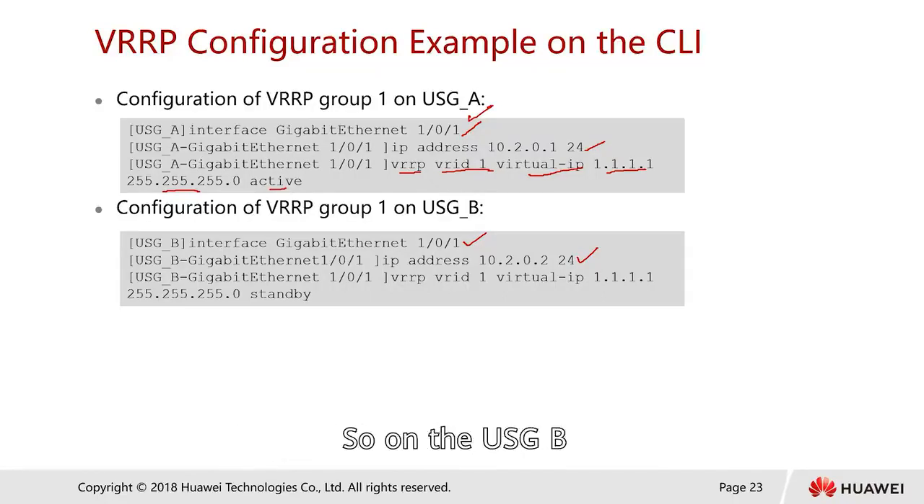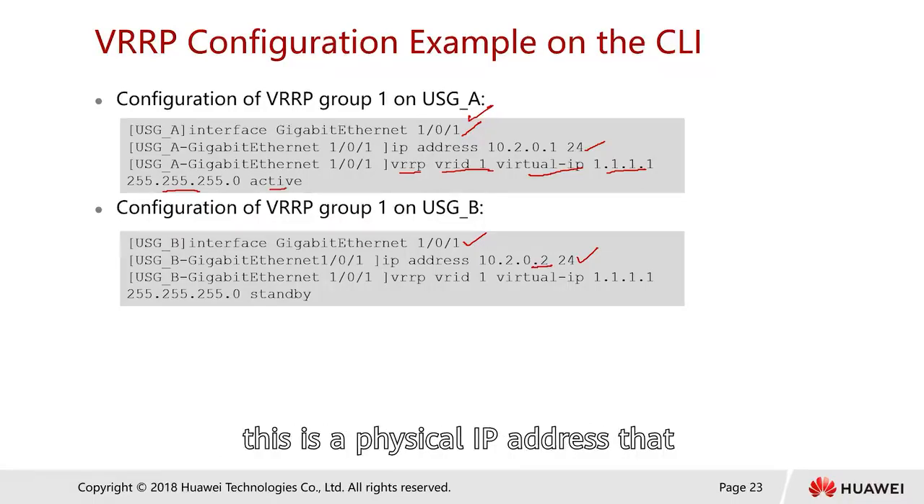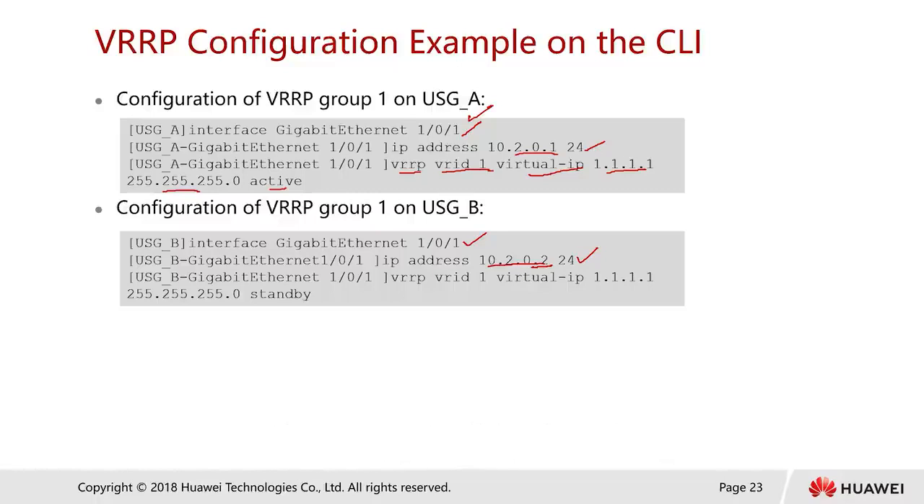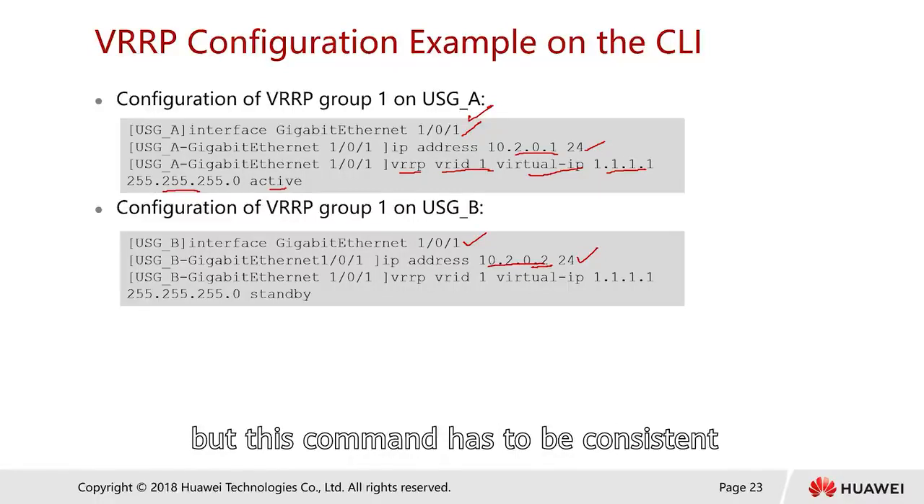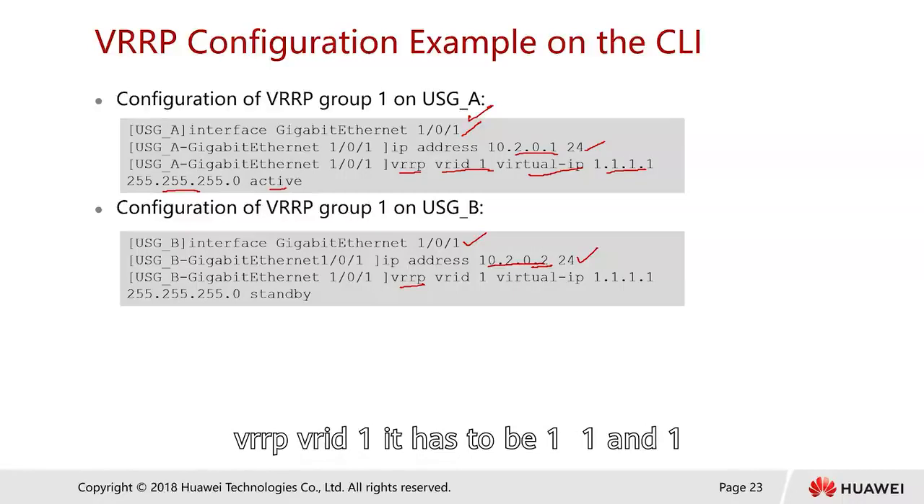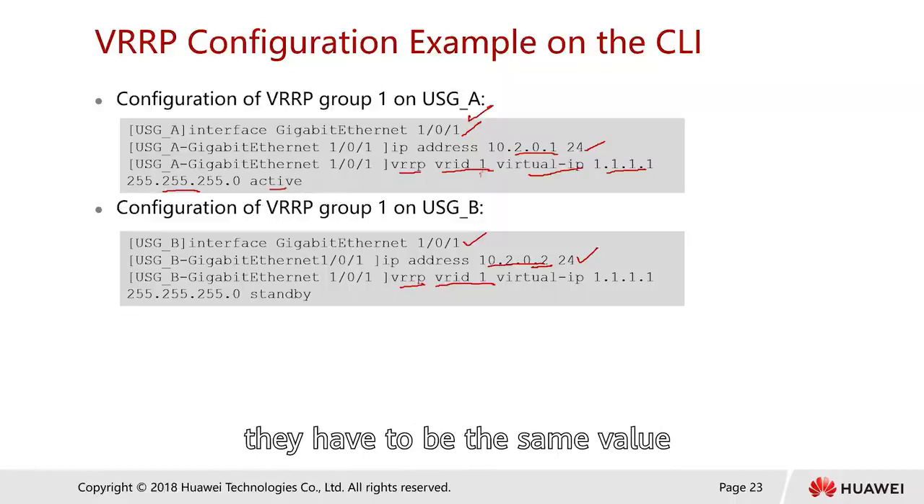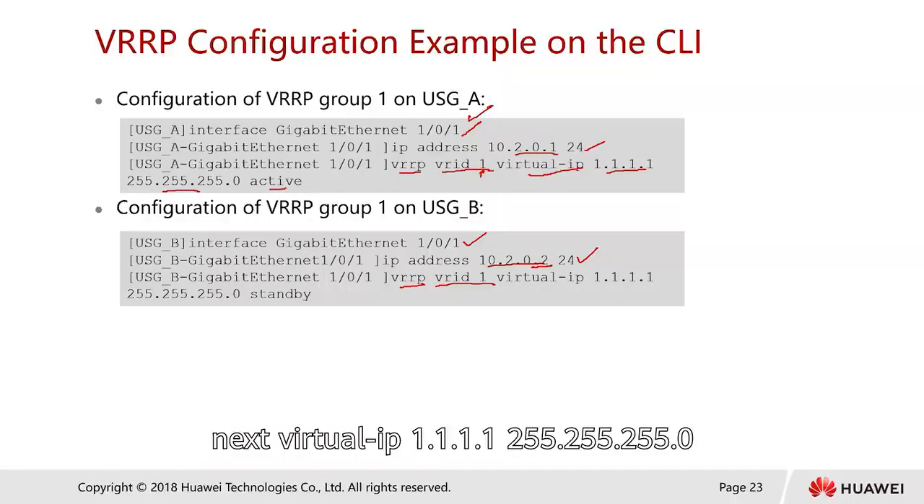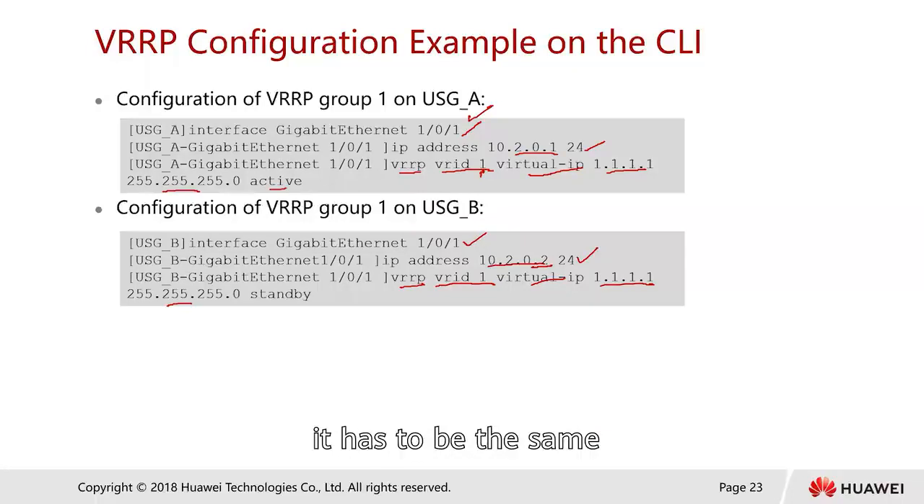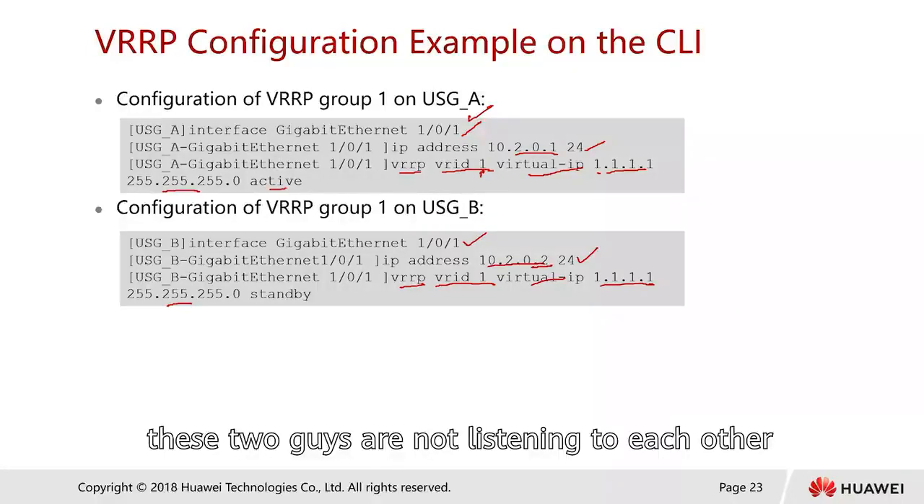Okay. So on the USGB, again, I want to emphasize this. This is a physical IP address that is not supposed to conflict with your firewall A, the USGA. But this command has to be consistent. VRRP VRID 1, it has to be 1 and 1, the same value. Next, virtual IP 1.1.1.1 with mask 255.255.255.0, again it has to be the same. Otherwise, these two guys are not listening to each other.